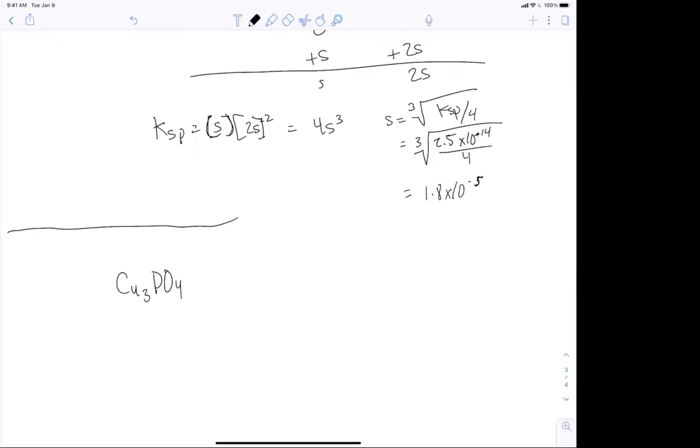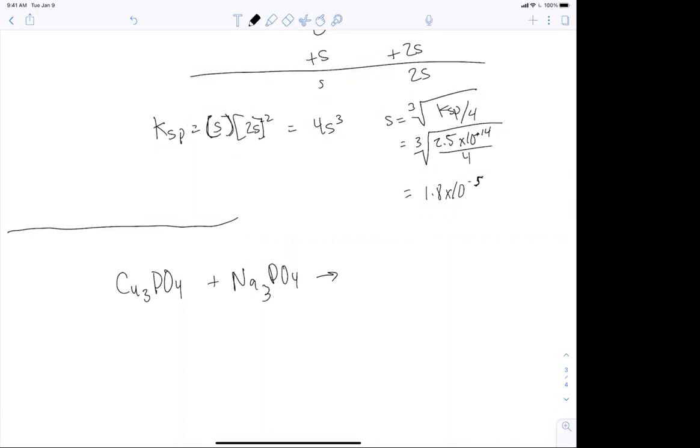Copper phosphate. Ugh, come on, brain. Okay. You're not going to form anything. Copper phosphate is pretty insoluble in general. Copper phosphate.